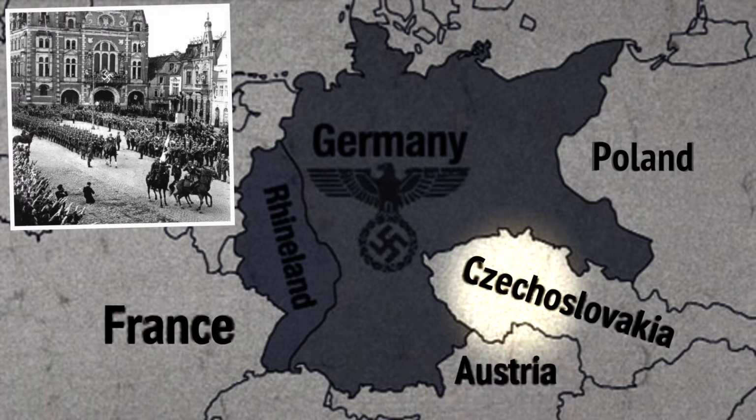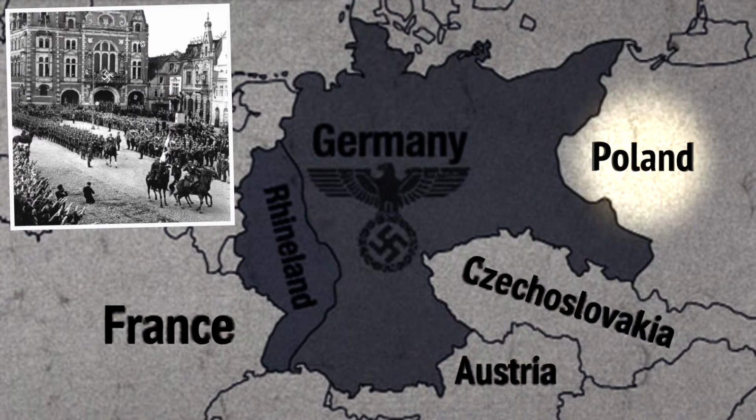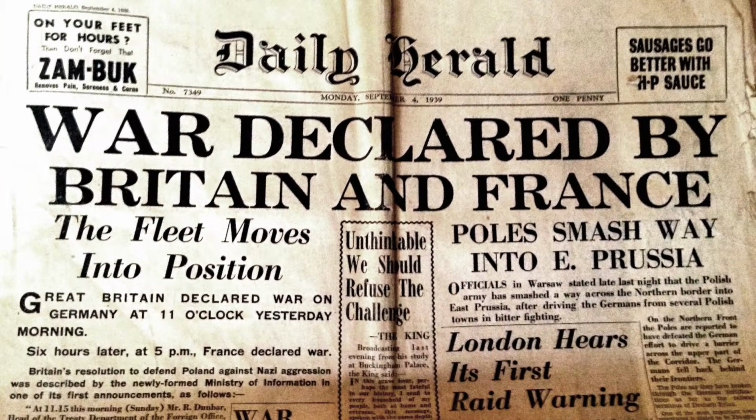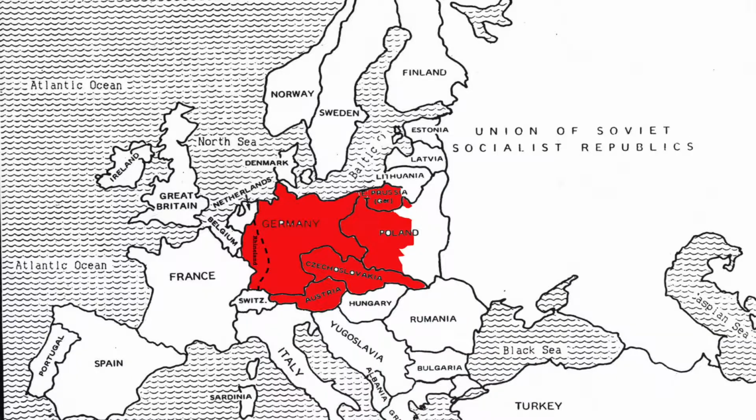First Austria falls, then Czechoslovakia, and then on the 1st of September 1939, Poland. 2 days later, Britain and France declare war on Germany. Armed and prepared, Hitler continues out into Nazi Europe, conquering in quick succession Denmark, Norway, Luxembourg, Belgium, the Netherlands, France.